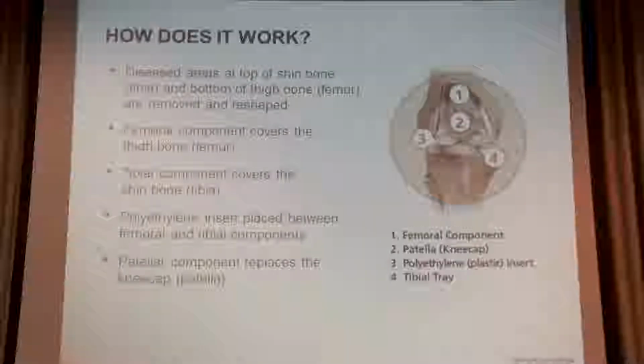So how do we do a total knee replacement? How does it work? Essentially, we know that the diseased areas of the knee are right here. So we make some small cuts here on the femur. We make another small cut on the tibia, and then we make a few more cuts on the femur that are on the side there, so they're hard to point out.